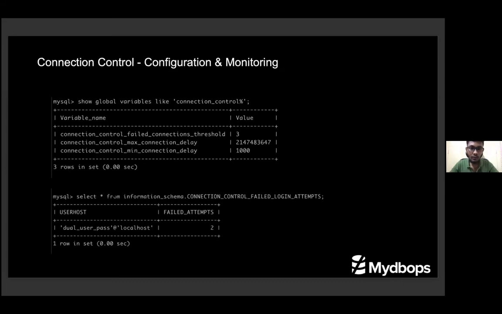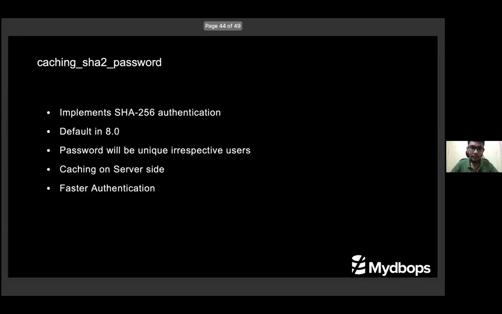Yeah. As I have told earlier, the connection control failed login attempts plugin will create a table inside the information schema. From this table, we can see which users have done failed attempts. If any user makes a successful attempt, if they have logged in, then the data will be removed from this monitoring. Yeah. So this is all about the connection control.